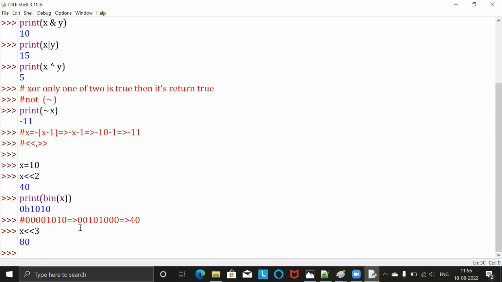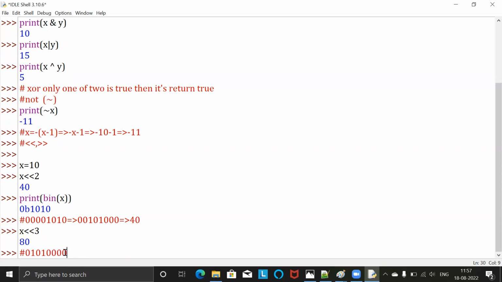For example, here I want x left shift of 3. The answer is 80, because it removed the first 3 bits from the left. Then the answer is 0 1 0 1 0, and at last we add 3 bits. Here the answer is 1, 2, 4, 8, 16, then 32, plus 64. 64 plus 16, the answer is 80.